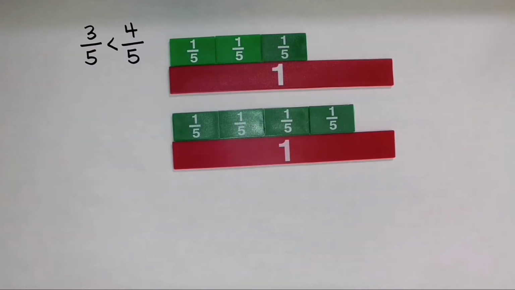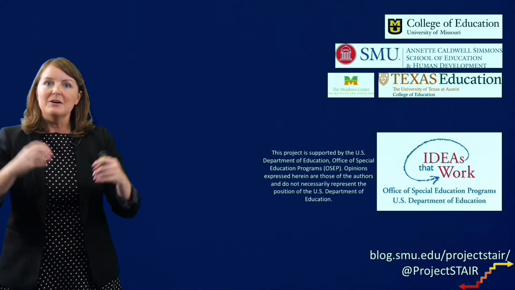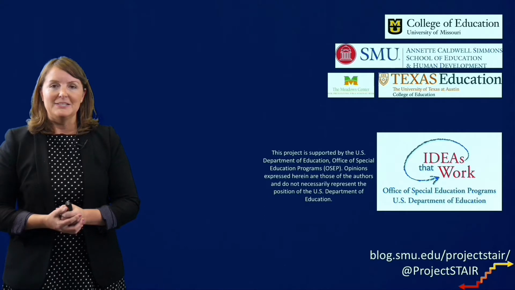So that was a very simple example of how we can use the length model of fractions to compare different fractions when those fractions have like denominators.